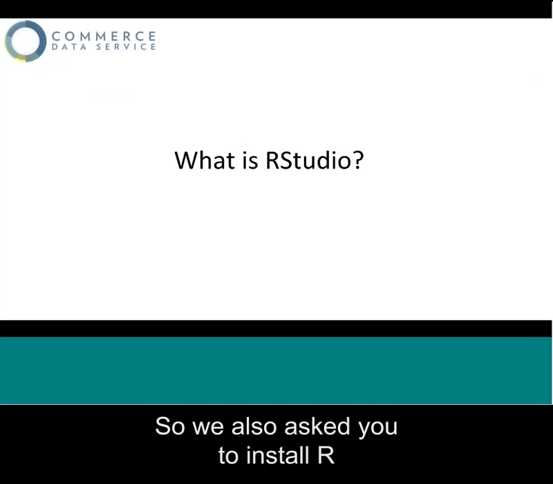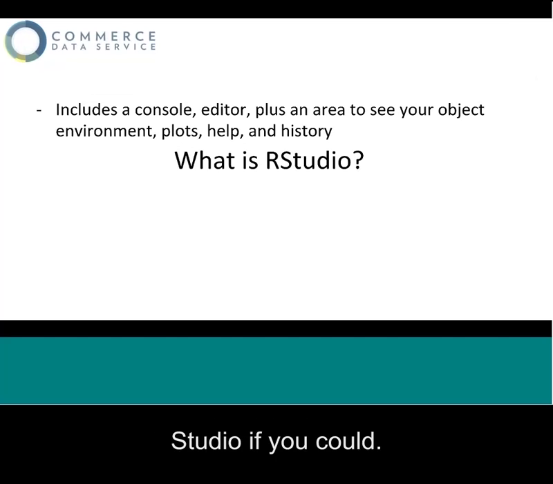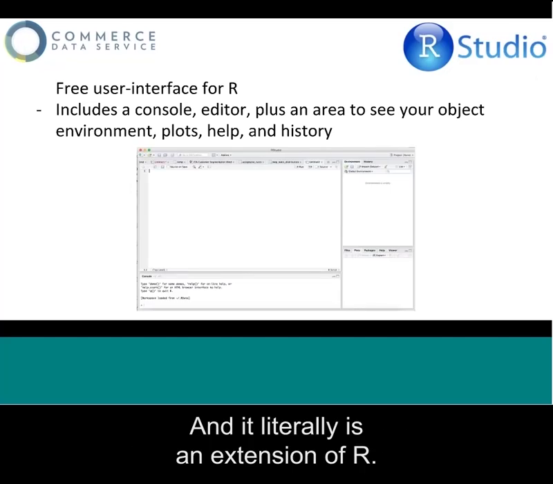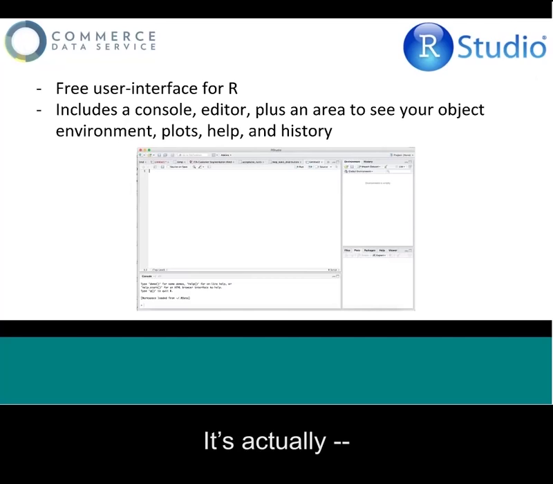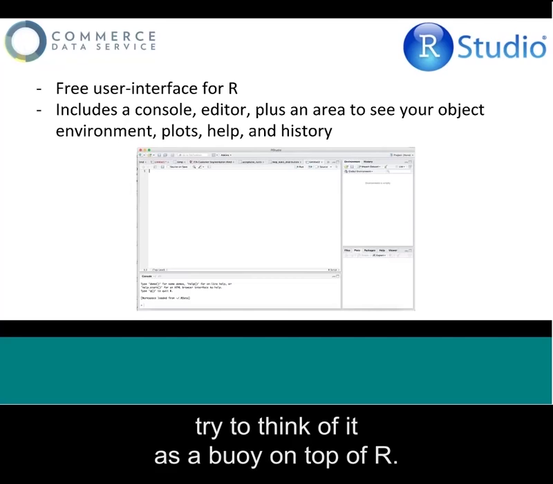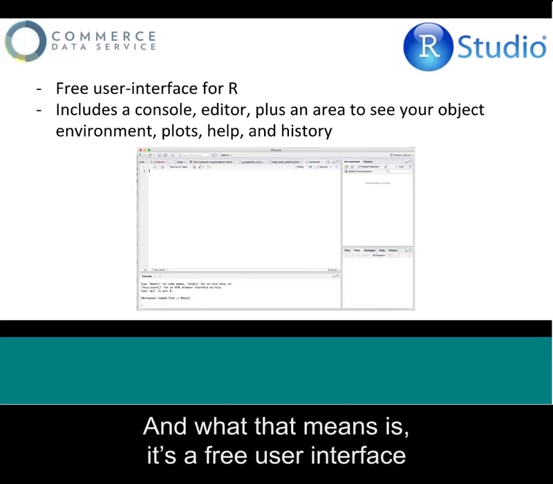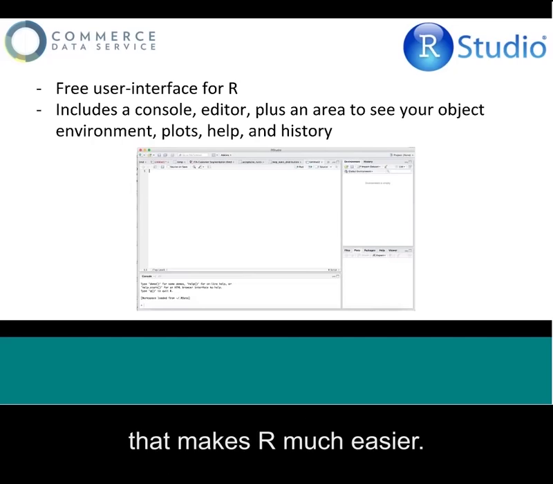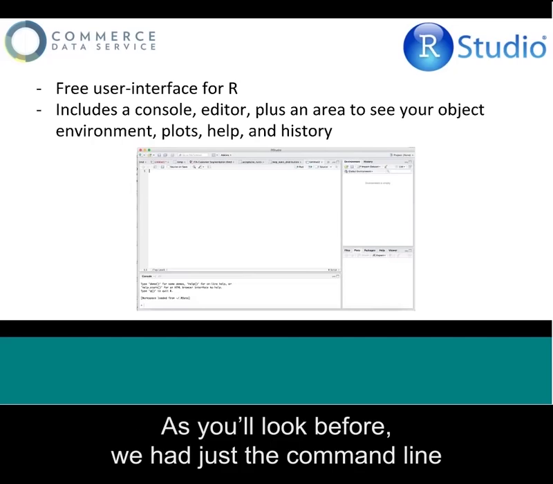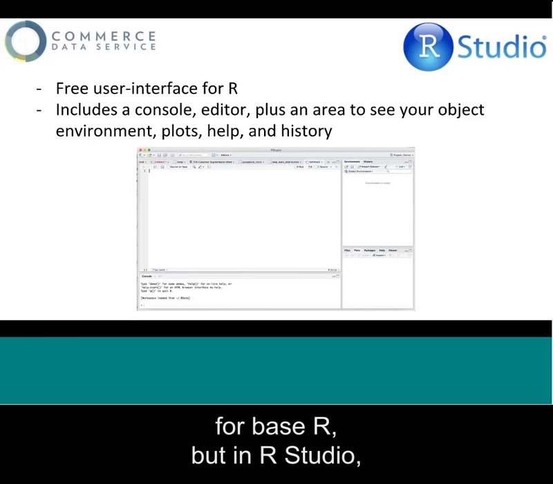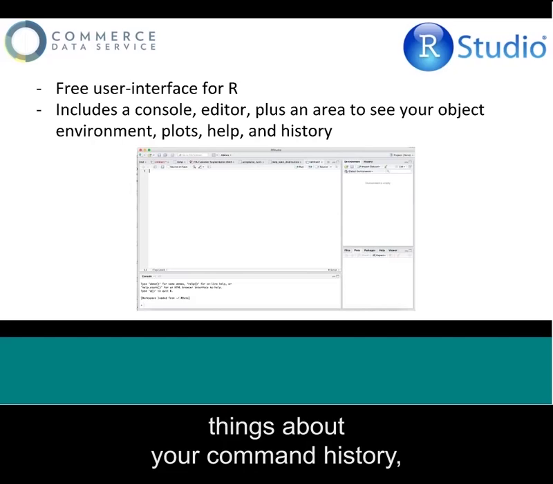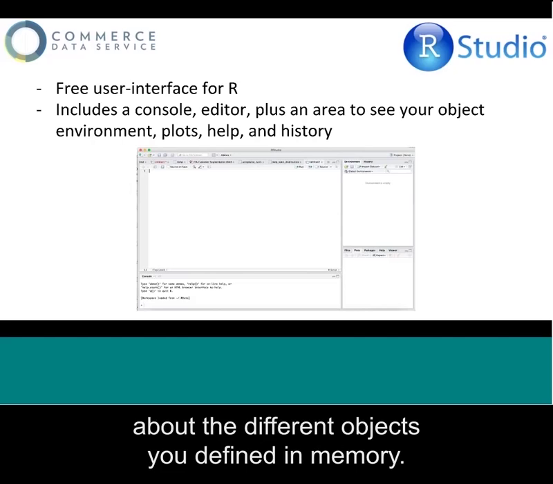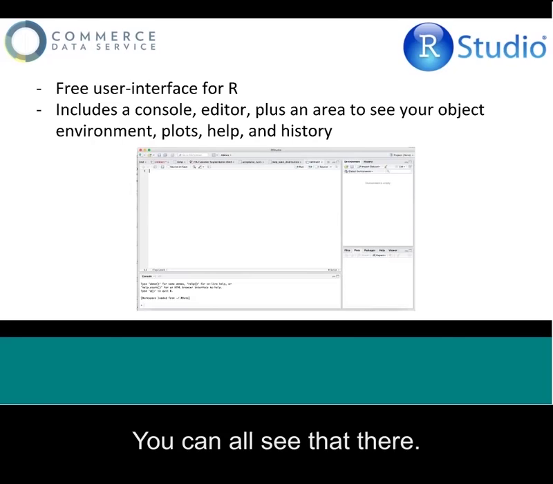So we also asked you to install RStudio if you could. And so what is RStudio? It really is an extension of R. You can think of it as a GUI on top of R. What that means is it's a free user interface that makes R much easier. As you saw before, we had just the command line for base R, but in RStudio, we have windows for the console, the editor, your command history, and the different objects you've defined in memory. You can all see that there. So it makes it much easier to program in R.